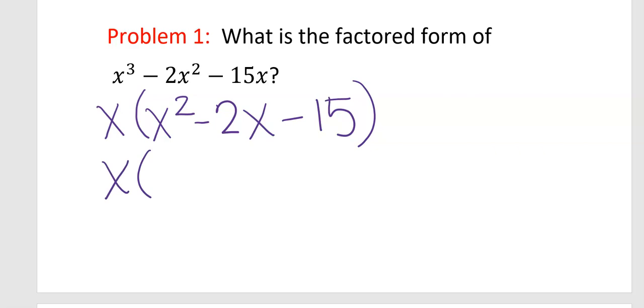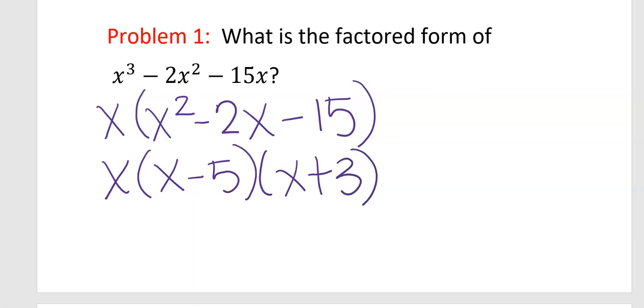What are factors of negative 15 that add up to negative 2? And which one's negative? Okay, so x minus 5, x plus 3. You can always do that little table on the side where you have factors of negative 15 that add up to negative 2. In this case, one has to be positive, one has to be negative. The biggest one is negative because the middle sign is negative. So whatever the one in the middle is kind of dictates which one gets the negative. And do we have it factored? We do. We are done.